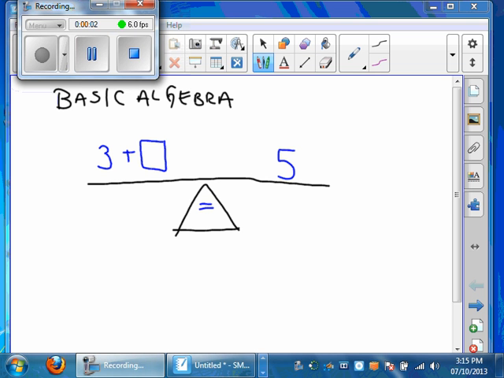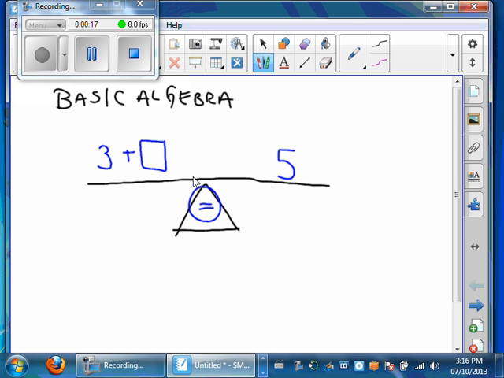Before we get into solving equations and problems using algebra, we have to go back to a very basic principle here, and that is that an equation has an equal sign in it, which serves as a balance point between two sides. So basically what it's saying is that one side of the equation over here has the exact same weight as the other side of the equation.